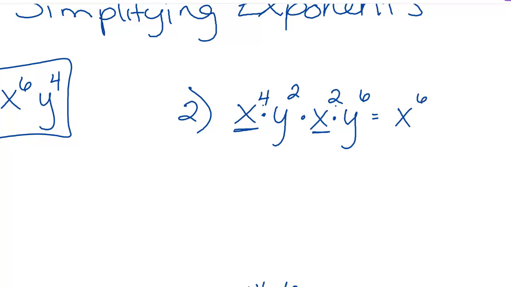All right, now we're going to look at our next base. We have y and y. We're multiplying, so we're going to add those exponents together, and we get y to the power of 8. We have no more like bases and nothing negative, so we are done with that problem.